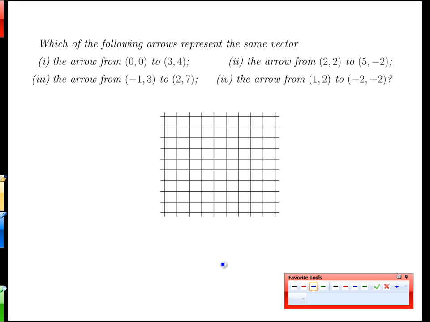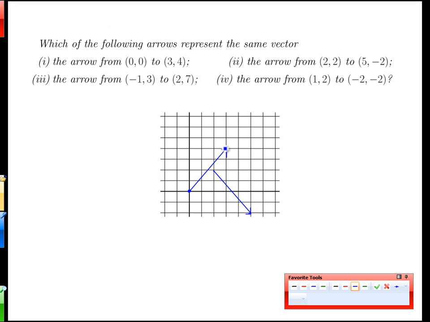All right, we've got a scalar axis here. I'm going to draw some vectors on here. 0, 0 to 1, 2, 3, 4. There we go. 2, 2 to 5, negative 2. There we go. And, sorry, I should add some arrowheads on these.